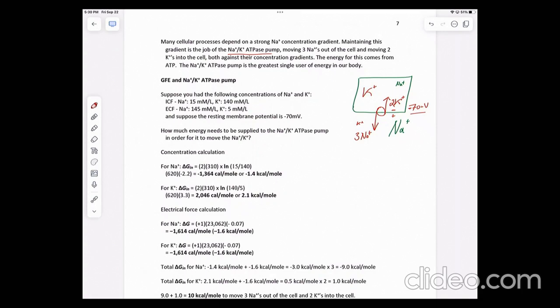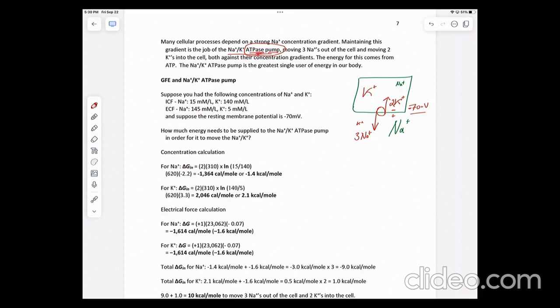How much energy is it going to take to push that sodium out and to push that potassium in? Because, looking back up here at the name of the pump that you all know, it is a sodium-potassium ATPase pump. So this is going to need quite a bit of energy to run. Where does that energy come from? It comes from the hydrolysis of ATP.